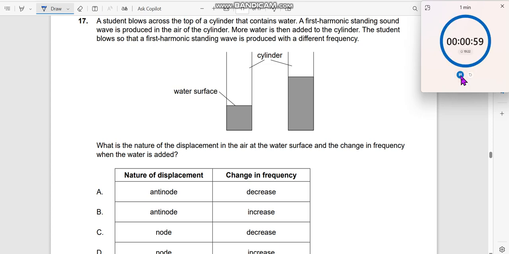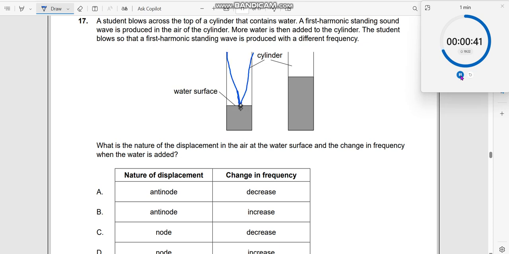Question number 17. A student blows across the top of a cylinder that contains water. There's a cylinder which contains water over here, and he blows air over here, which means what? When you blow here, what will happen? There will be a wave which passes like this. It gets reflected here and goes back to here like this, right?